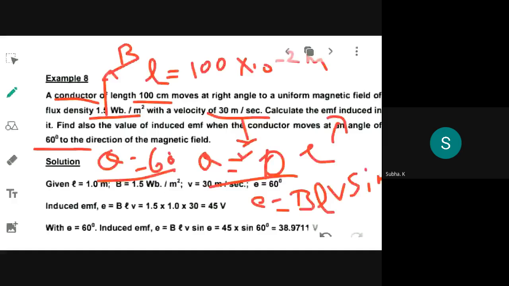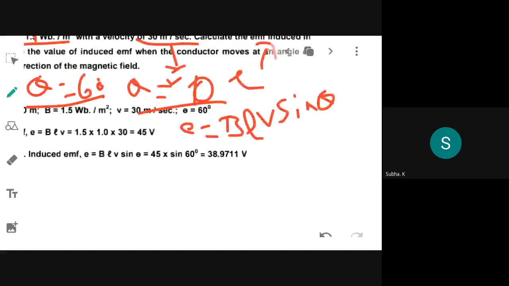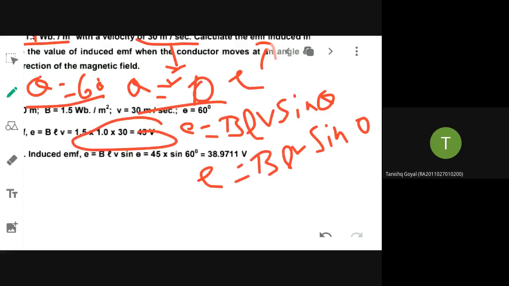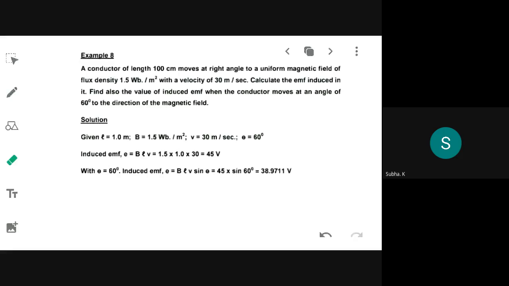So in the first case you have to substitute E is equal to BLV sin 0. So what is the answer? 45 volt. Second case, when theta is equal to 60.